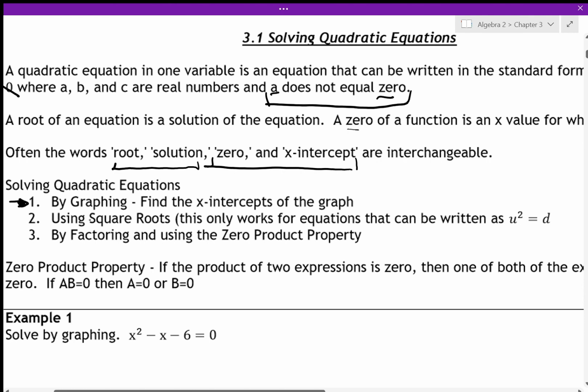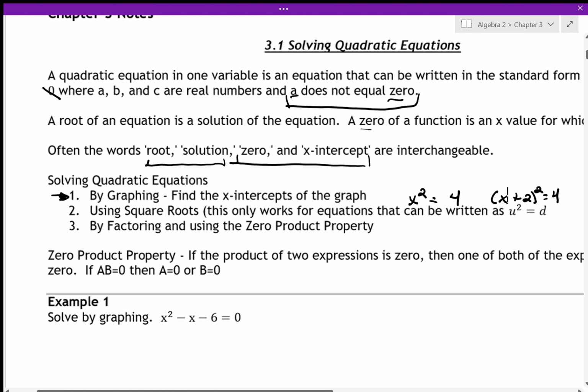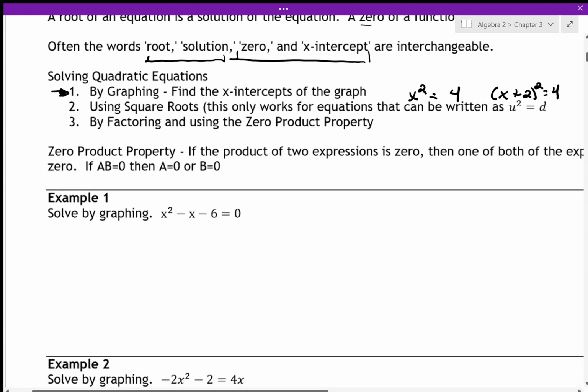Next up is to use square roots. That works whenever we have a nice x squared equals 4, or something like x plus 2 squared equals 4. It works out nicely when we just have a big quadratic piece and no linear piece, right? If I had x plus x squared equals 4, then that wouldn't work out. We couldn't do that with just simple square roots. Lastly, we have factoring and using the zero product property, and I'll go through an example of that in just a moment.